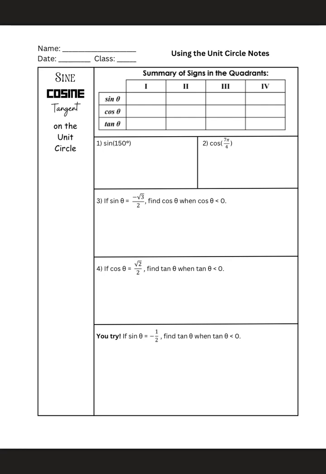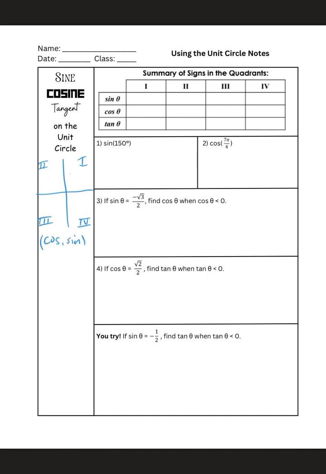Hey guys, so we are going to finish up our discussion on the unit circle by just talking about a few more ways we can use it. So remember that when we have our coordinate system, we can give the coordinates using the cosine and then the sine. And so we have our different quadrants.